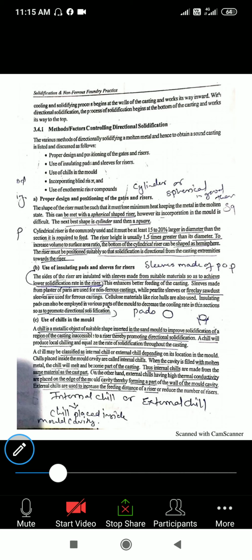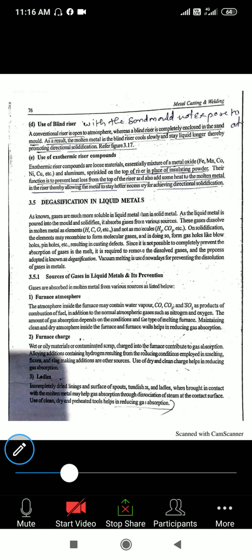Good morning, students. So today we are going to discuss the methods and the factors controlling directional solidification. In the previous class also we discussed the proper design and positions of the gates and the risers, the use of insulating pads and sleeves for the risers, and the use of chills in the mold. We also discussed the internal and external chills placed inside the mold cavity. The use of blind binders was also discussed.